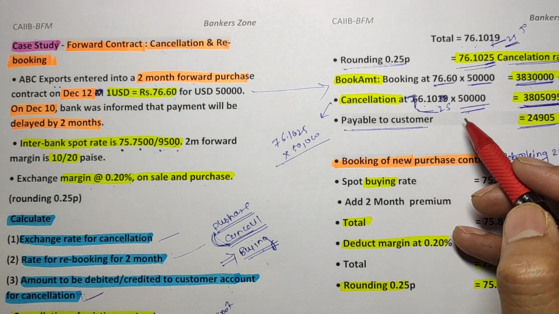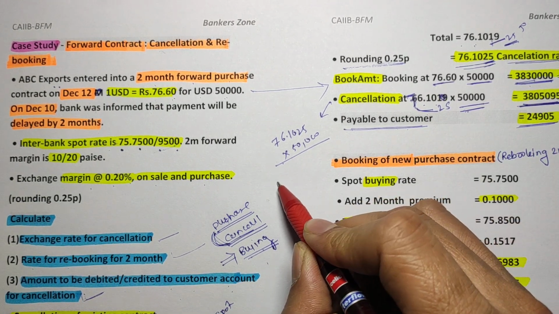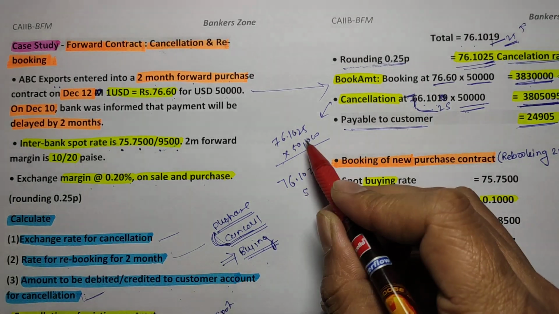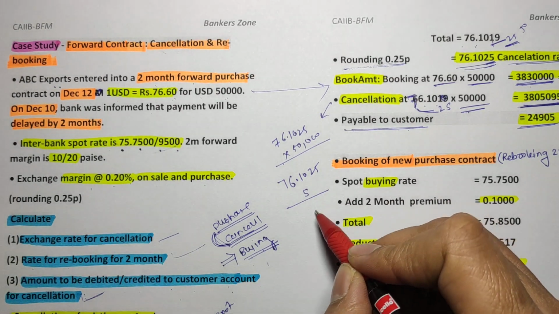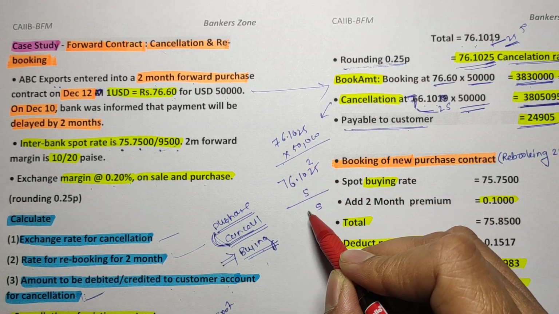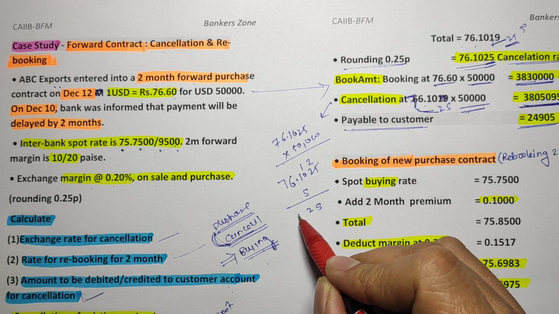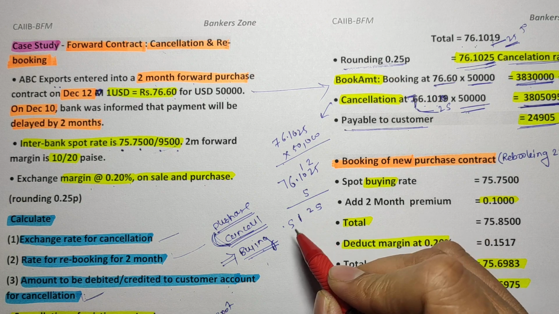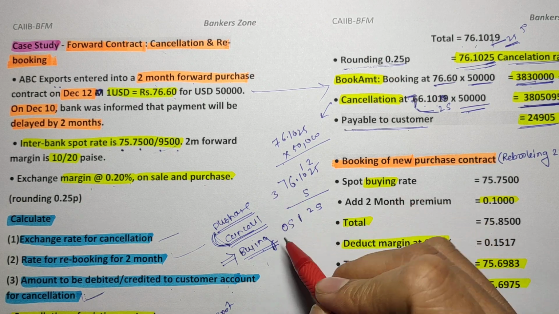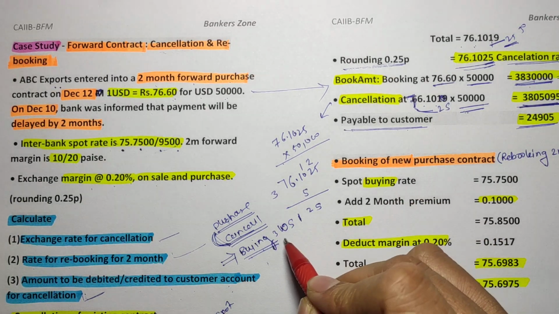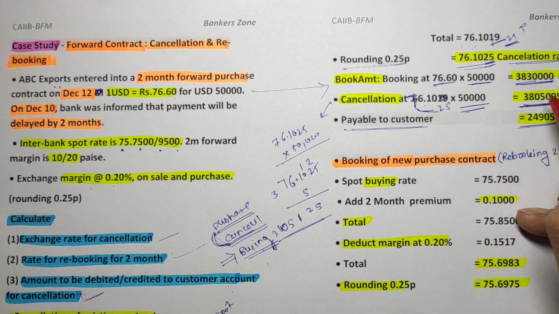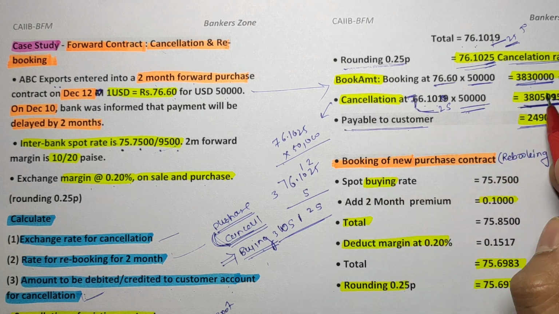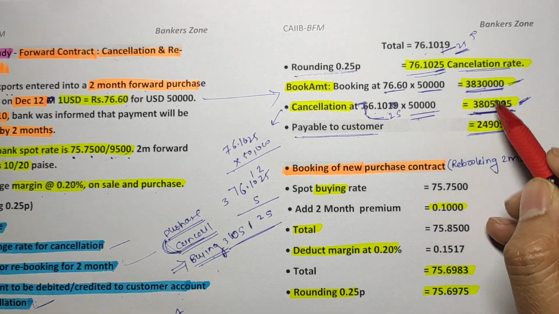So I will calculate here. This is 76.1025, and we have to multiply it by, suppose, 5. So at that time you will get 5 here, 2 1 5, the point will not be there, multiply by 40. So here 0 and here 3. So you will get 3805125, that is 3805125 will be your answer for the cancellation amount.